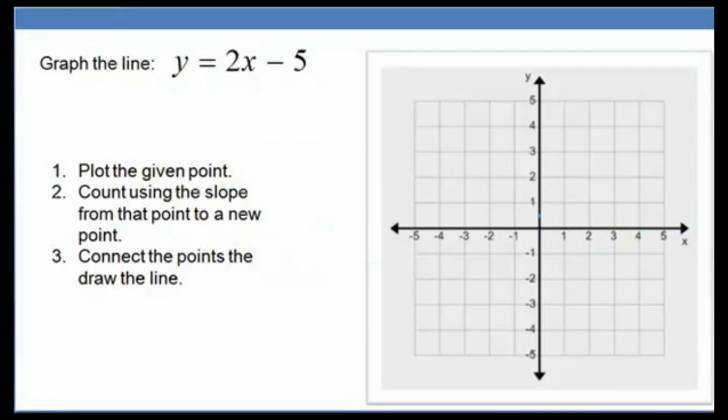Let's look at another example. This one just says to graph the line y equals 2x minus 5. To use this technique, remember the information that we need is one point and the slope. For this particular equation of the line, we can easily get that information. Remember, if y is isolated, your slope is the coefficient of the x. So y is isolated, we can pick off our slope. Our slope is 2.